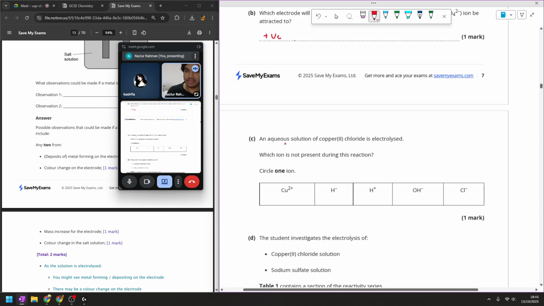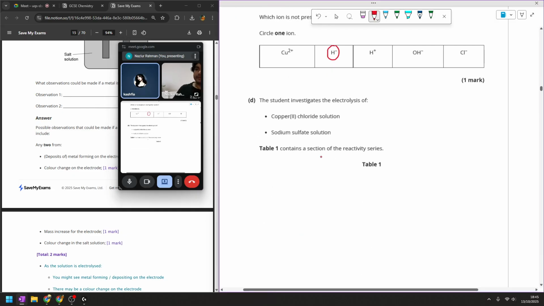Okay. So an aqueous solution of copper 2 chloride is electrolyzed. Which of the ions is not present? H minus. H minus, good. And that's not a real thing. And then the student investigates the electrolysis of copper 2 chloride and sodium sulfate solution. So here, crucially, they have solutions, which means water is mixed in. Okay. So it's not molten, it's a solution. So always look for that word, whether it's molten or it's in solution.